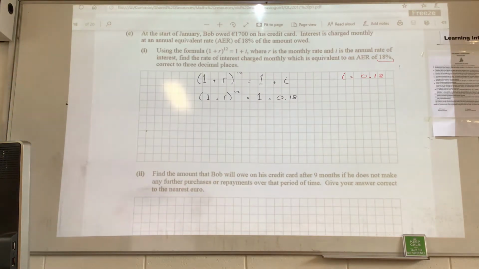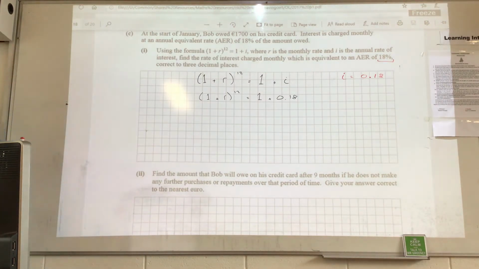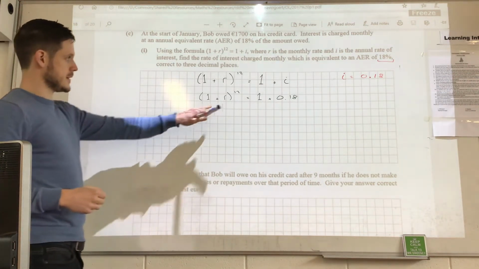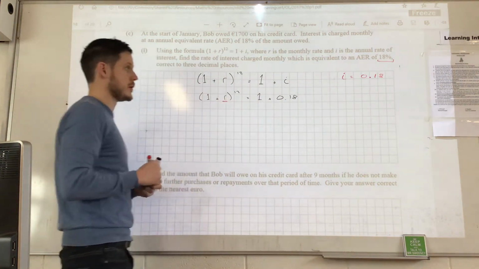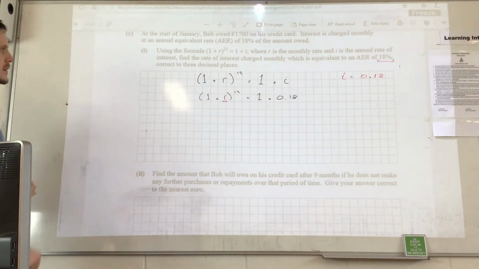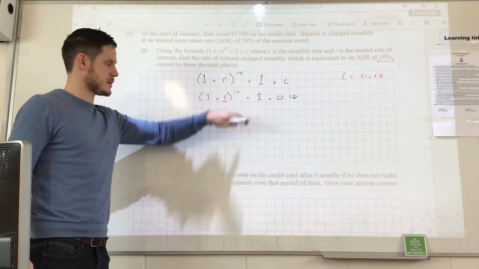Now, here is the tricky bit. There's something that I think is a little bit unfair at ordinary level. It tends to be more of an honours level question. I want to isolate r by itself, because that's what we're looking for. In order to do that, I'm going to have to first of all get rid of this 12. So this bracket is to the power of 12.